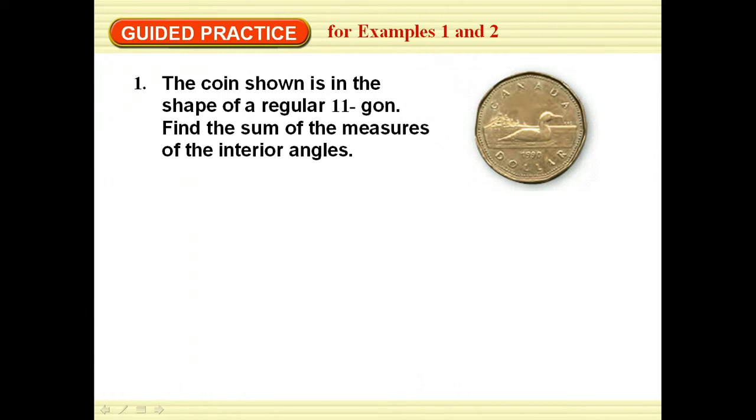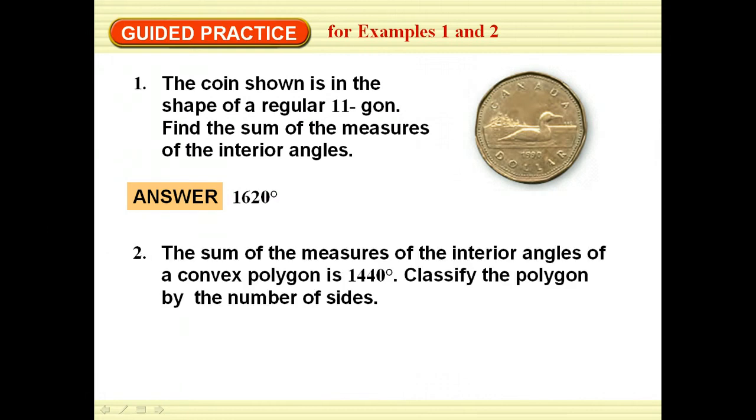You should have it by now. It's 1620. 11 minus 2 is 9. 9 times 180 is 1620.